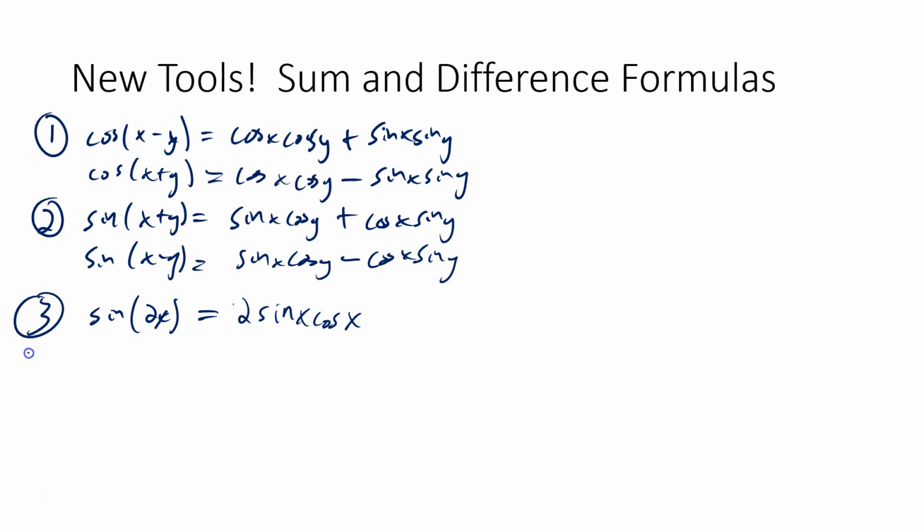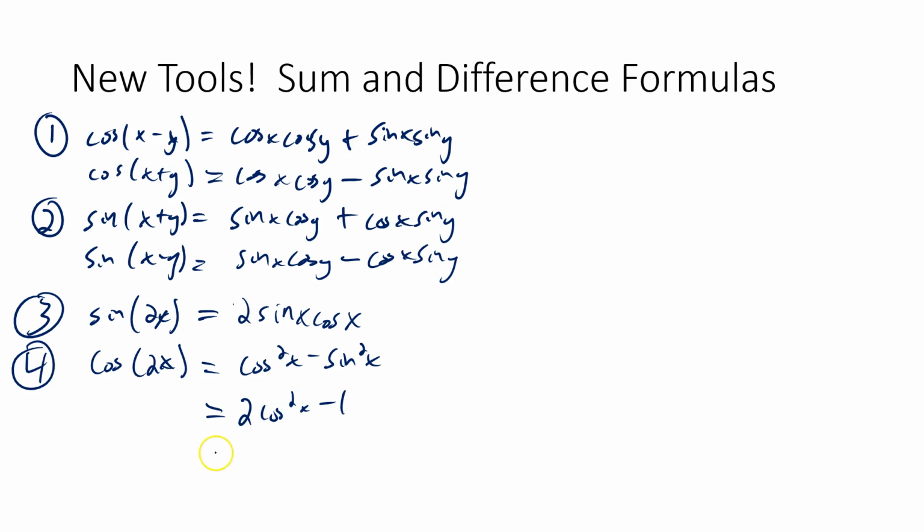And then the last one, cosine of 2x. Cosine of 2x is cosine squared minus sine squared. And you can use the Pythagorean identity, which we'll show in a second, to do a couple more with these. This is the same as 2 cosine squared minus 1, or 1 minus 2 sine squared. Okay, so these are all the formulas we're going to talk about today.